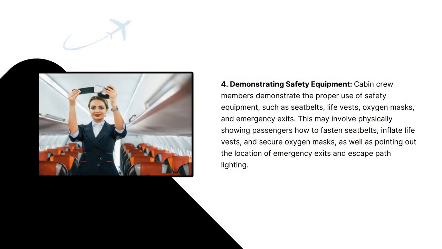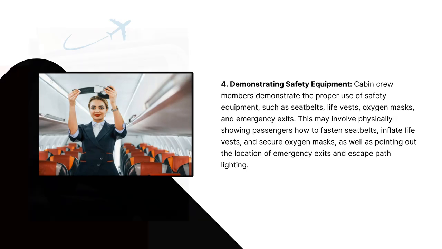4. Demonstrating safety equipment. Cabin crew members demonstrate the proper use of safety equipment, such as seat belts, life vests, oxygen masks, and emergency exits. This may involve physically showing passengers how to fasten seat belts, inflate life vests, and secure oxygen masks, as well as pointing out the location of emergency exits and escape path lighting.